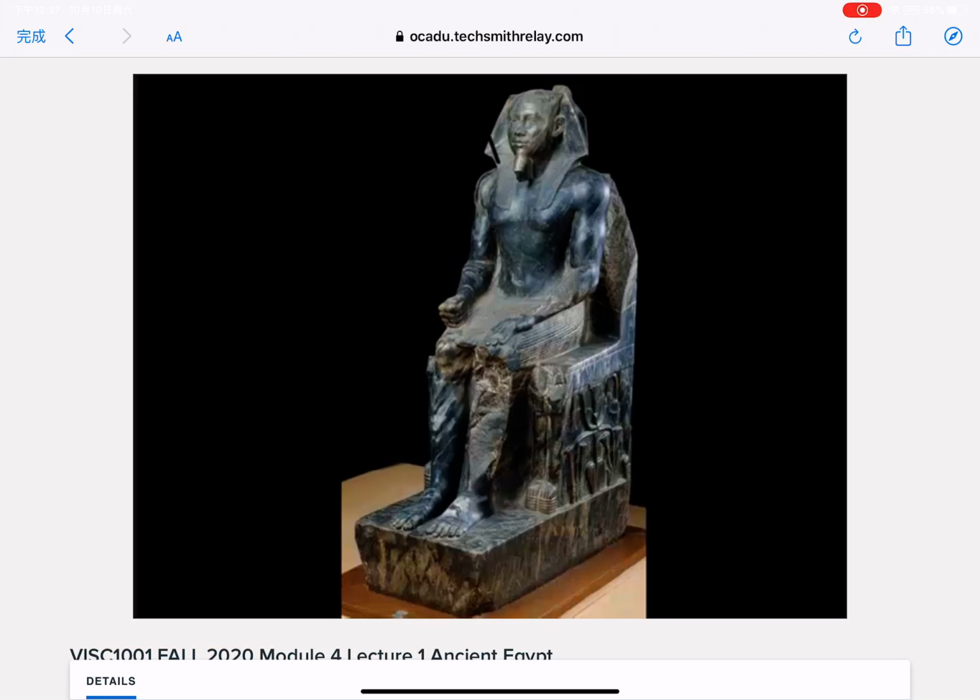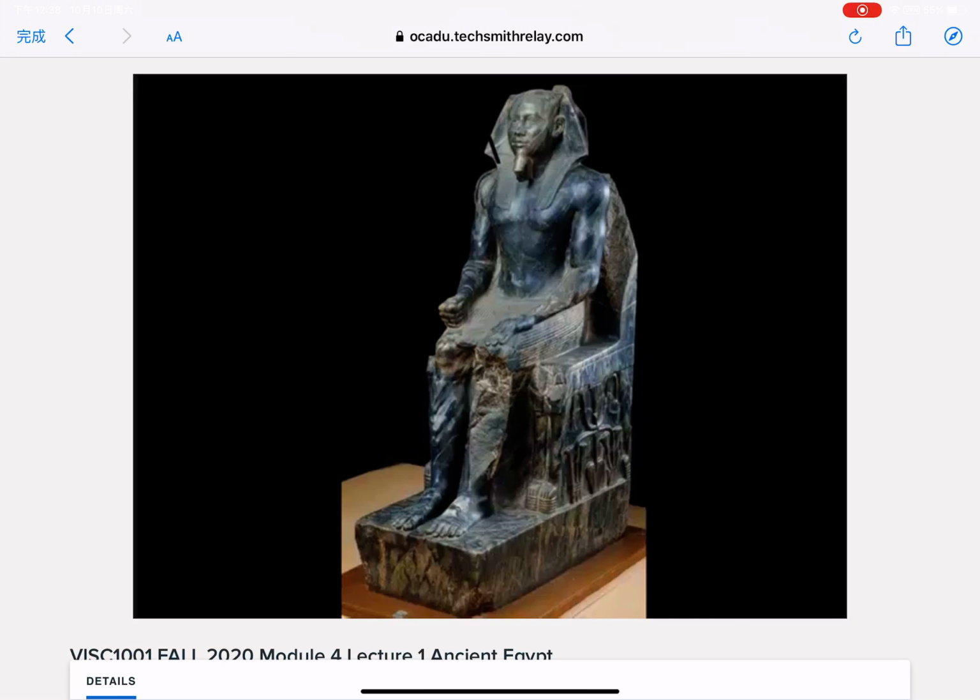The pose is frontal, rigid, and bilaterally symmetrical. And by bilaterally symmetrical, I just mean that the figure of Khafre is almost identical on both sides. If you were to draw an imaginary line down his seated figure, there's almost no variation between the left and right sides of his body, with the exception of his hands. So he's identical on either side.